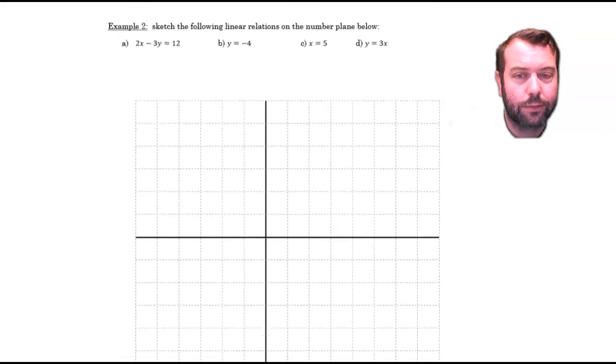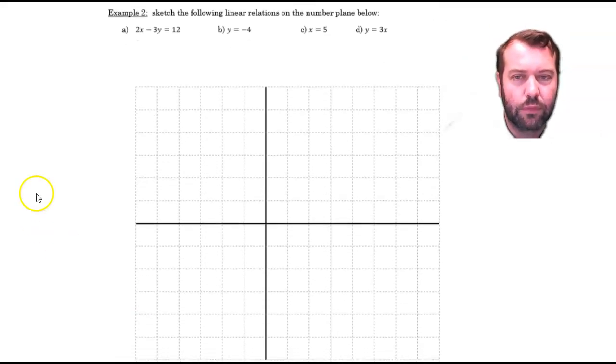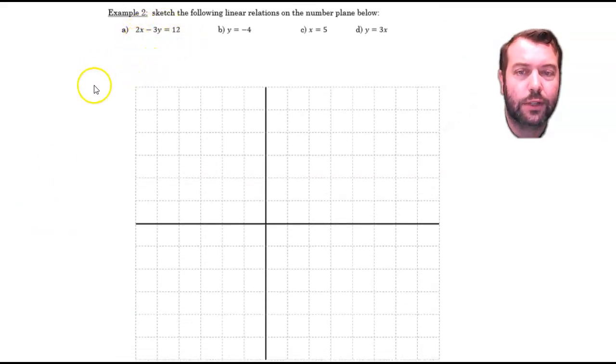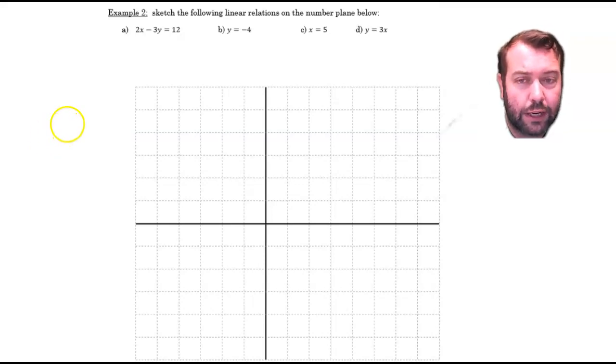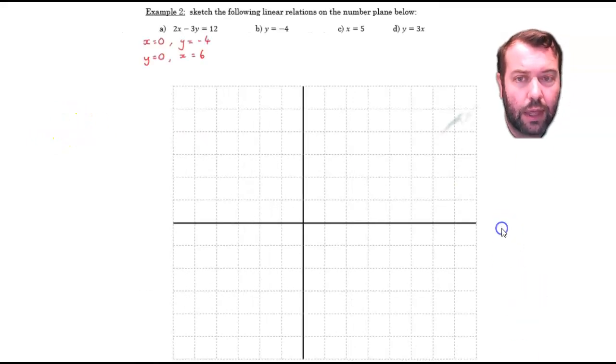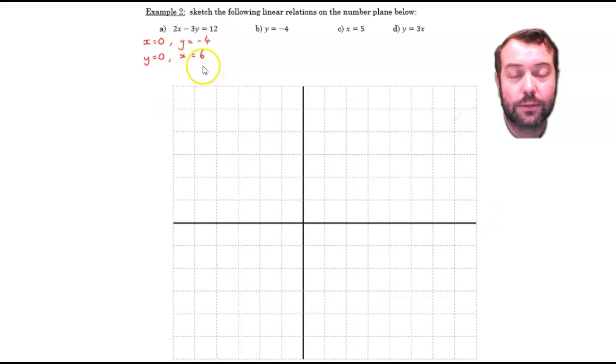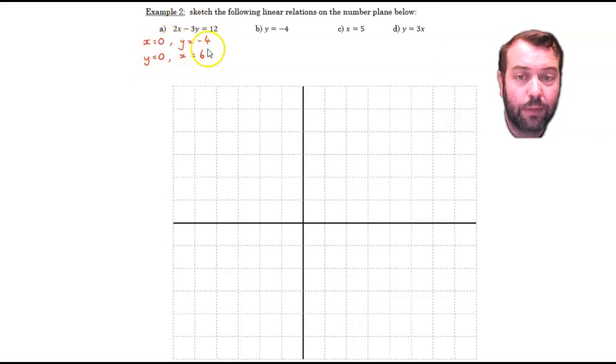Let's move on to some examples. Here we go. Let's sketch these. So this first equation here, 2x minus 3y equals 12, if I let x equal 0, then negative 3y equals 12, then y equals 12 over negative 3, y equals negative 4. And if y equals 0, then 2x equals 12. That means that x equals 6. So there's our 2 intercepts. Our vertical intercept, negative 4, and our horizontal intercept, our x-intercept, 6.